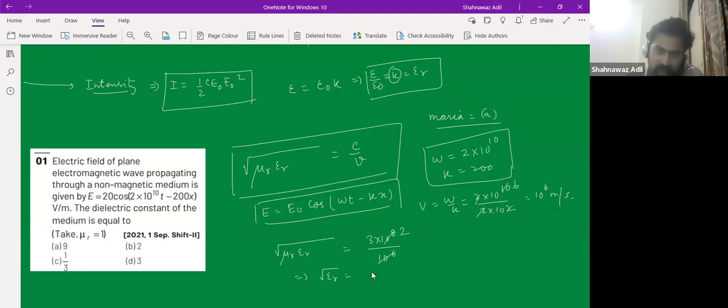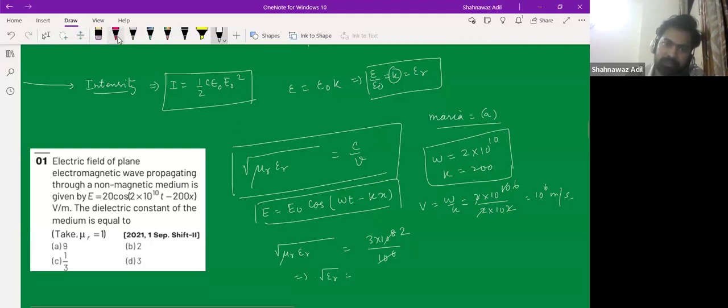Okay, so why are we getting this much value? Oh, this is 8, right? 10 minus 6 is 8. So this is 10 to the power 8 meter per second. This one cancels and we only have 3. So epsilon r is 3 square, which is 9. This was the idea of this question, right?